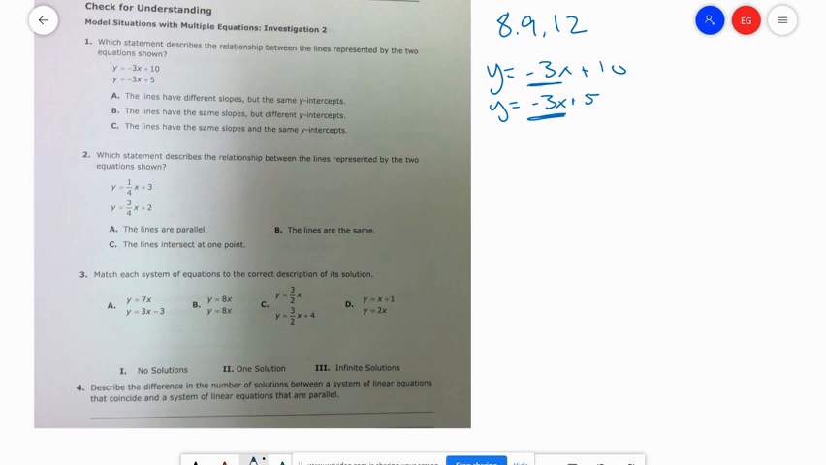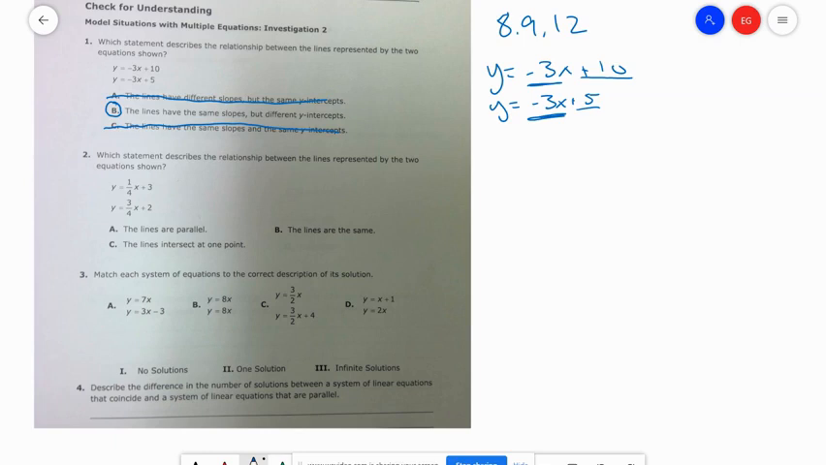The lines have different slopes. They have the same slope, negative 3. So the lines have the same slopes, but different y-intercepts. These are our y-intercepts, 5 and 10, so they definitely have that one, so B is good. The lines have the same slope and the same y-intercepts? They have the same slope, but they don't have the same y-intercepts, so that's all you need to do for that one.